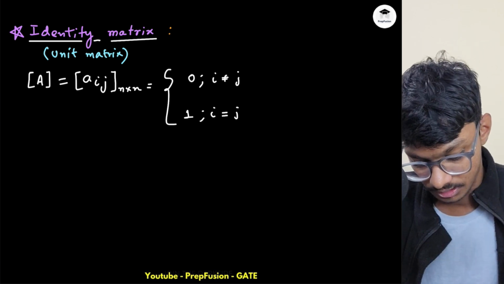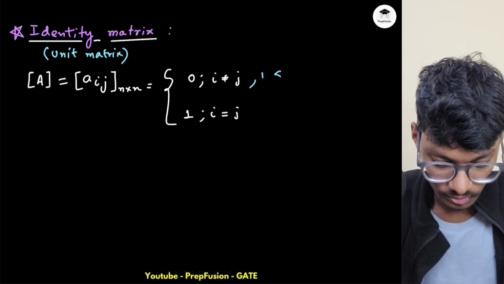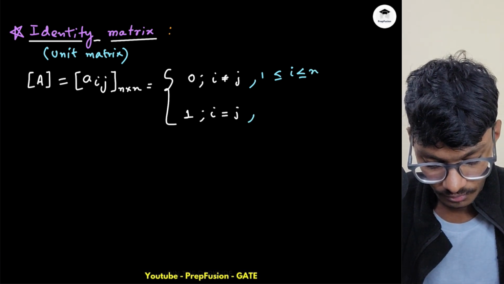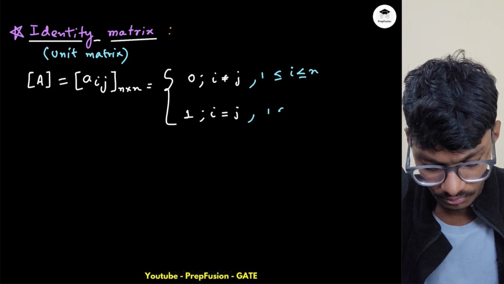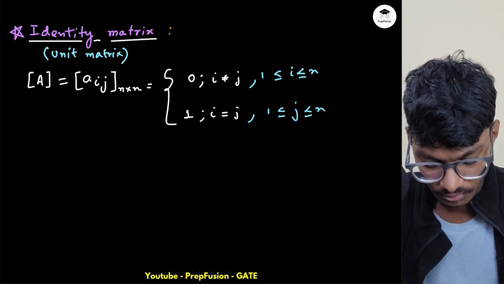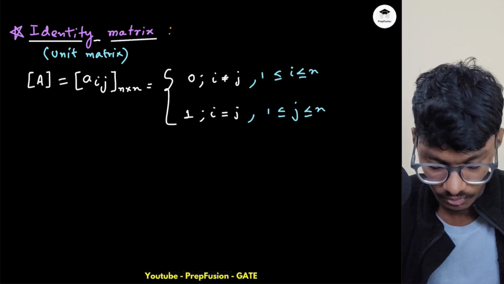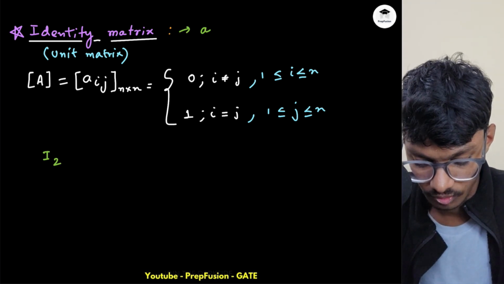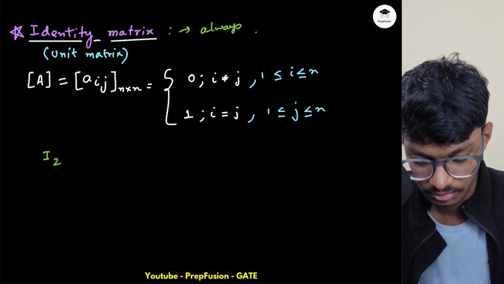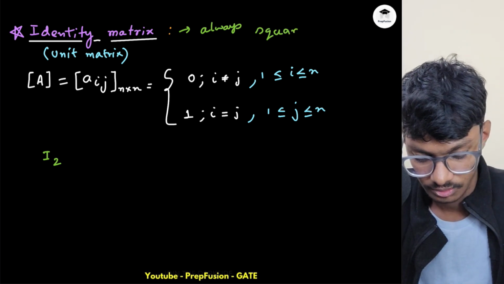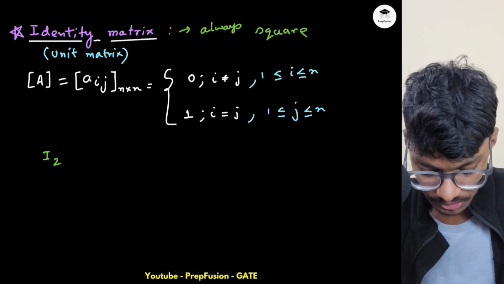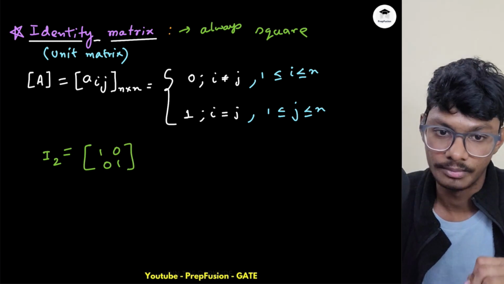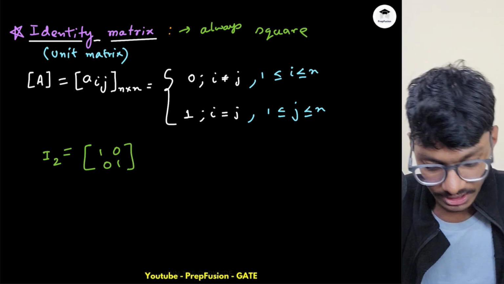It is always square in nature, and obviously here I forgot to put in the limits: I is less than or equal to n, J is less than or equal to n. So this is always square. I2 will be something like this, just the diagonal matrix with the diagonal elements equal to 1. So this is about the identity matrix.